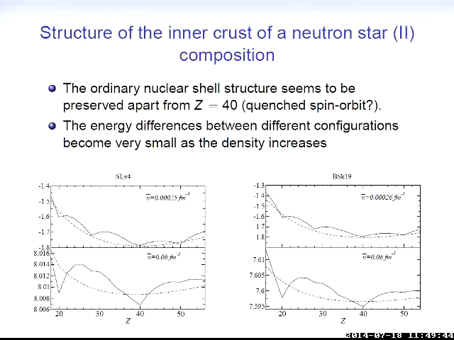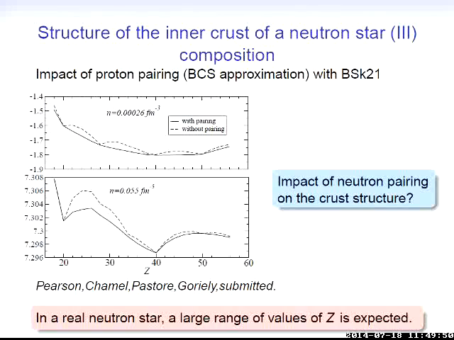So there was your question about pairing. So this is what we've done here. When we include pairing, you go from the dashed line to the solid line, so it's even worse, because then you don't have much of the shell effects, or most of the shell effects are washed out. So it's an extremely flat minimum, so you expect to have a wide range of different nuclei. Here it's less pronounced, but one should also look at the scales here, it's very small.